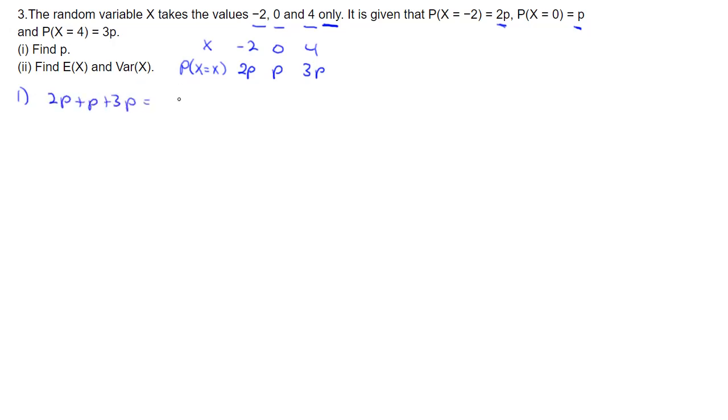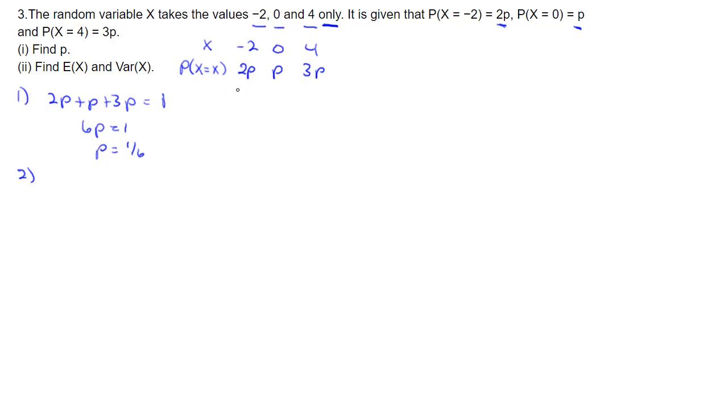Well, I know these probabilities must equal 1. And so now all I've got to do is find out what p is, get p by itself. P is going to equal 1/6. Now for part 2, they want us to find the expected value and the variance of x. By now, hopefully you know these formulas.